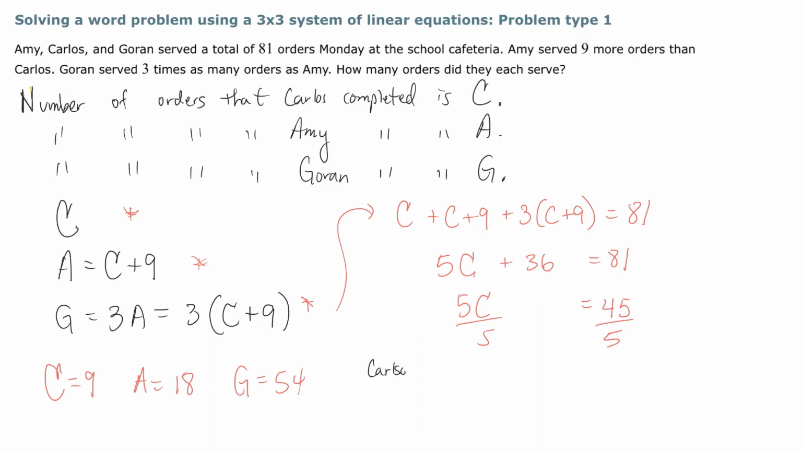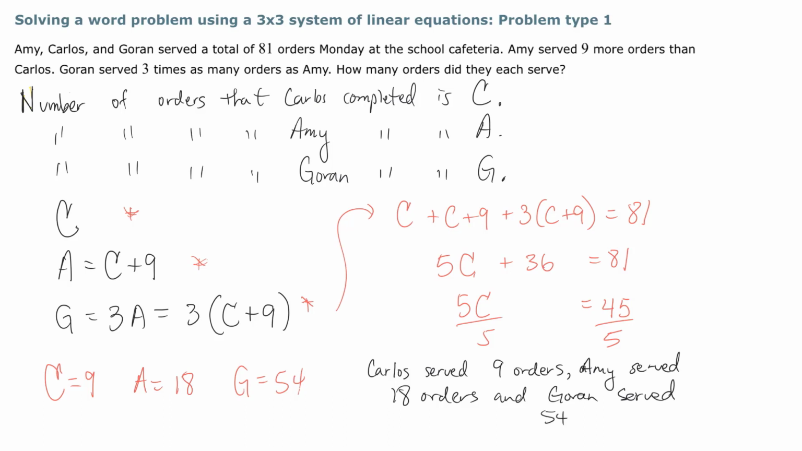Carlos. Oops, I gotta spell Carlos. Carlos served 9 orders. Amy served 18 orders. And Goran served 54 orders. And of course, we all hope they earned a very, very good tip.